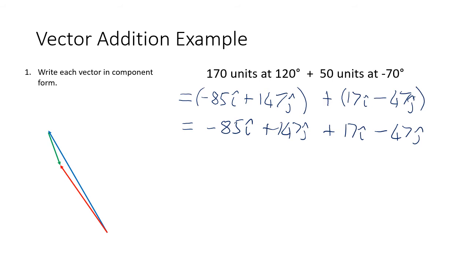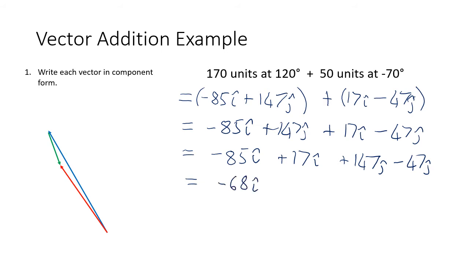Let's regroup here so that all of our horizontal unit vectors are together and all our vertical unit vectors are together. So we've got minus 85i plus another 17 i's, plus 147j's, and we are subtracting another 47j's. We can do the math there. We can add i's to i's. Negative 85 i's plus another 17 i's is a total of negative 68 i's. We can do the same thing with our j's. 147 j's minus another 47 j's is a total of 100 j's.